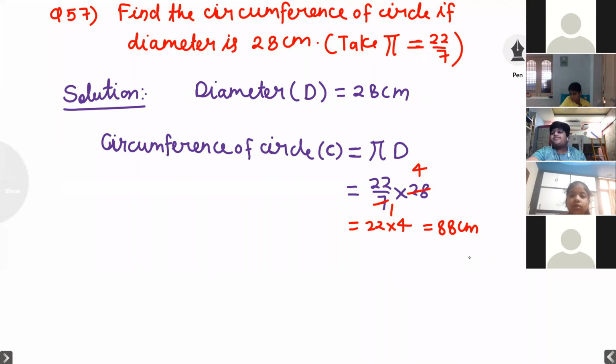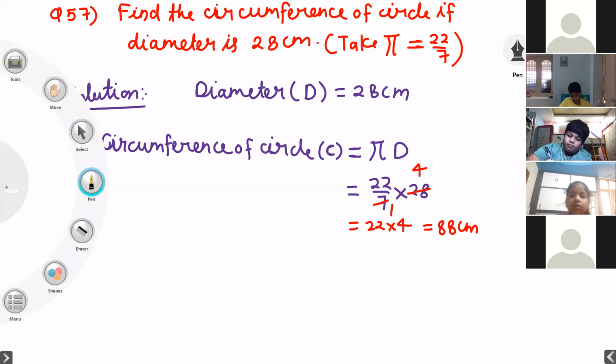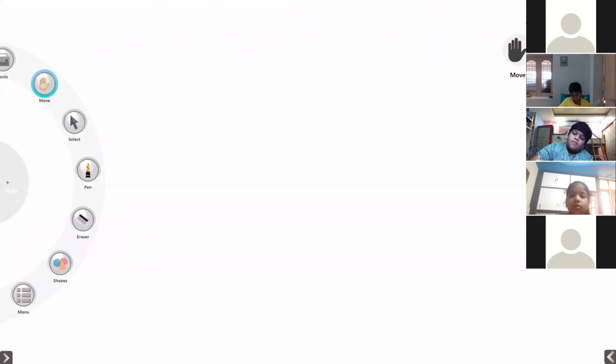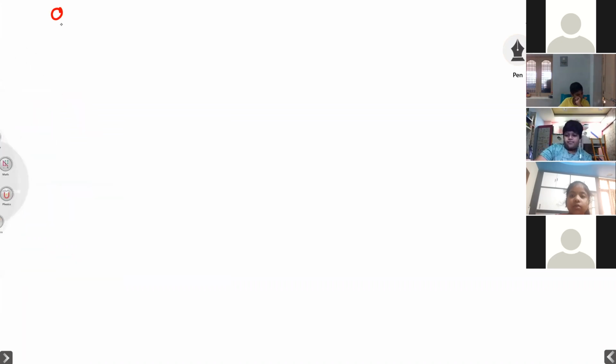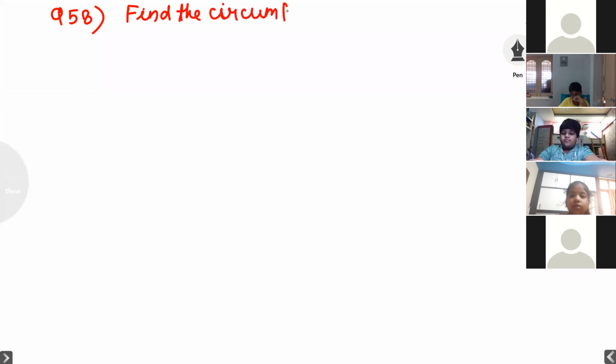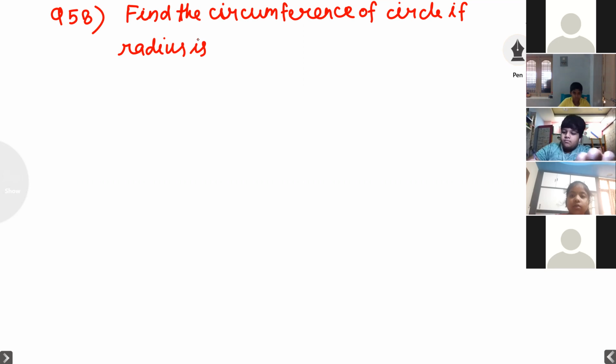Next question, question number 58. Find the circumference of circle, if radius is 2.5 centimeter.